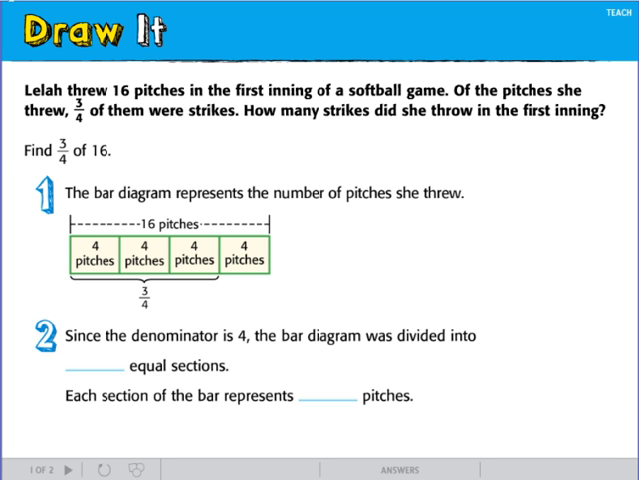Our fraction cubes. Okay. And we're going to learn how to take a number, put it into fraction tiles, and say how many of that number something is. So for example, Leela threw 16 pitches in the first inning of a softball game. Of the pitches she threw, 3/4 of them were strikes. How many strikes did she throw in the first inning? So we're going to find 3/4 of 16.